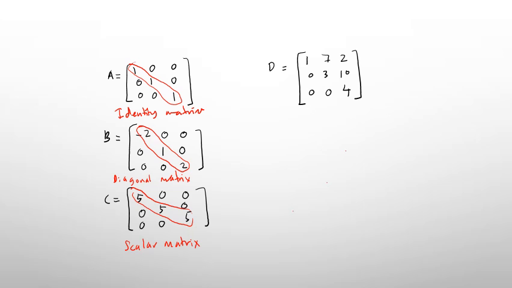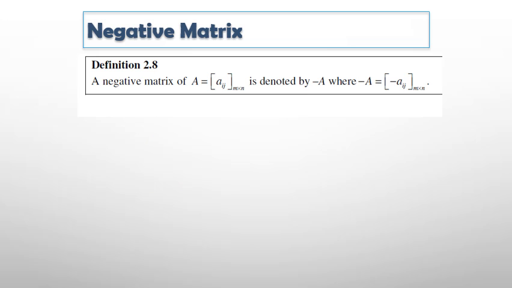How about D? This looks like upper triangular or lower triangular. Yes, correct. It is an upper triangular matrix. Okay, very good.